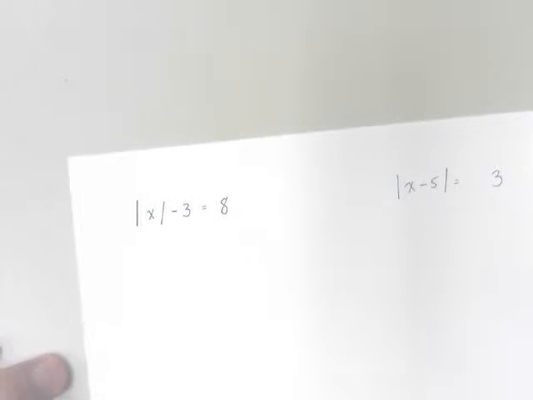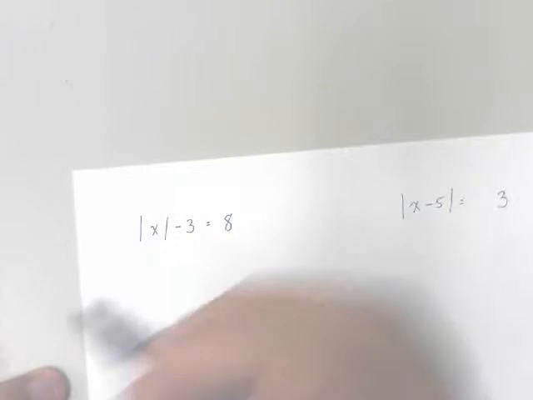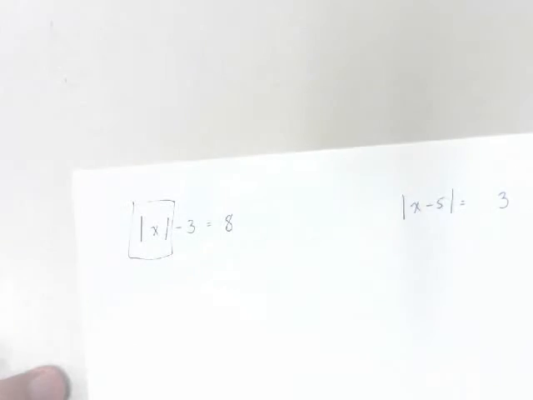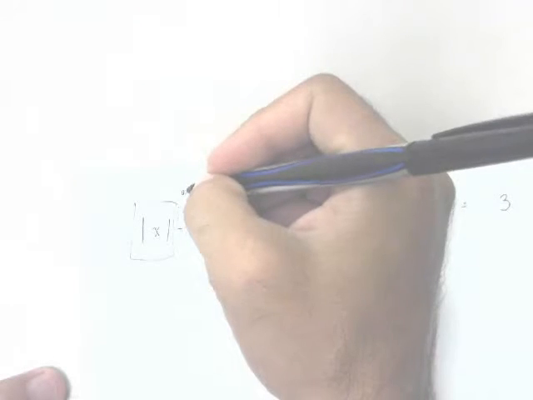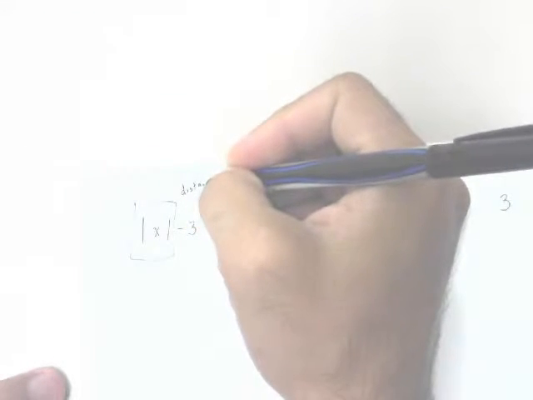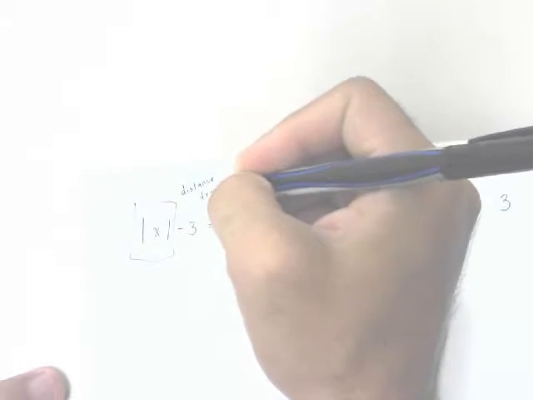So we're going to take a look at solving absolute value equations, okay? What's really important with absolute value equations is that we understand absolute value really just means the distance away. And when we're talking about the distance away, we're talking about the distance from 0.